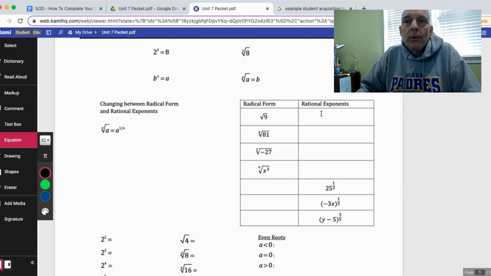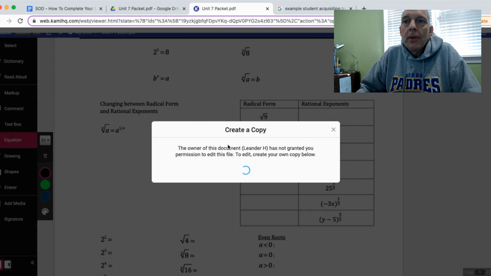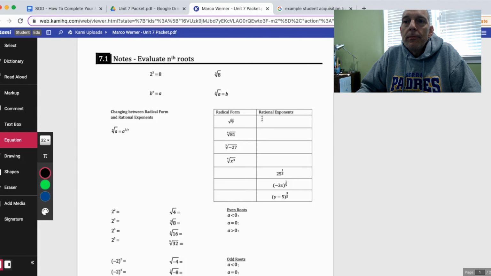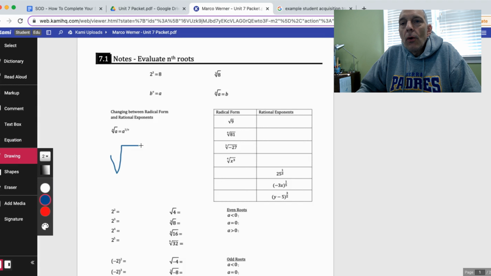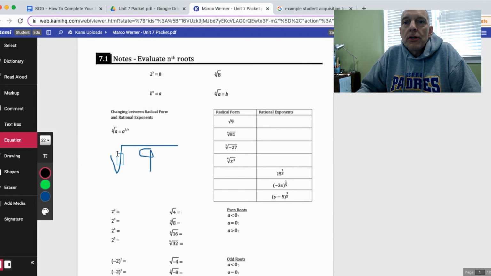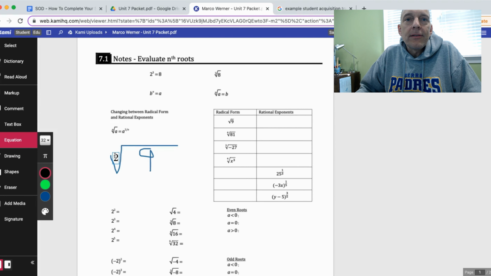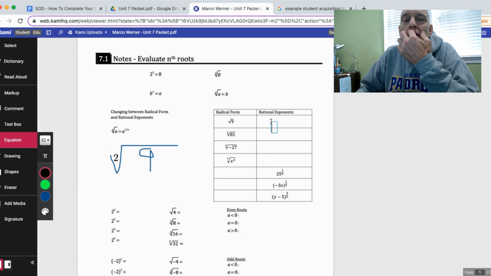So as you can see here in your notes that you have, where it talks about looking at the square root of 9, if we were to write this as an exponent, we're going to take the power, okay? Because when you have that square root, let's make it real big here. The square root of 9, if you were to write it correctly, has this little 2 right in here, okay?